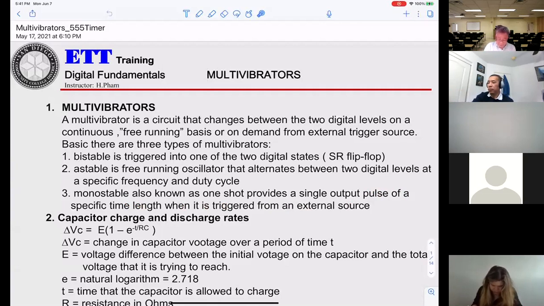Okay, now we're talking about capacitor first. Capacitor charge and discharge rate. You get the function for the capacitor charge: Delta Vc equals E times 1 minus e to the power of minus T over RC.